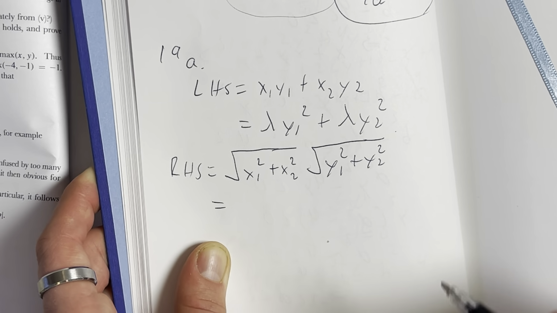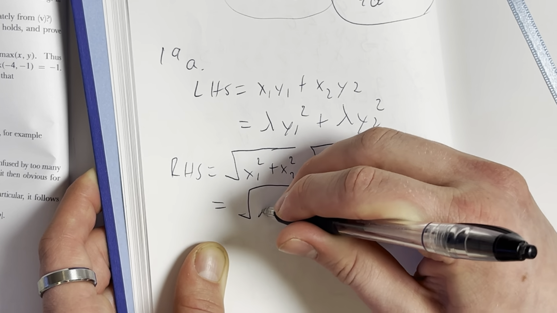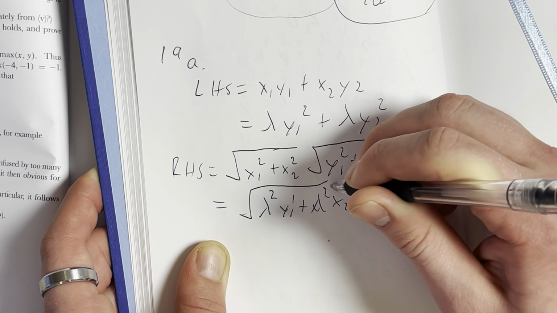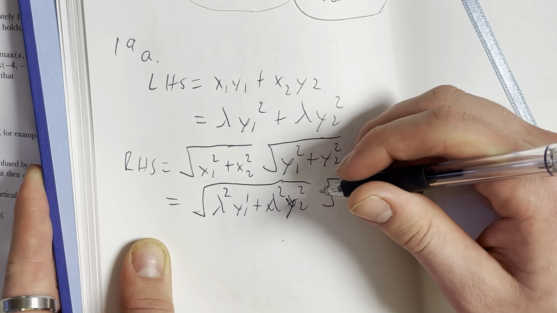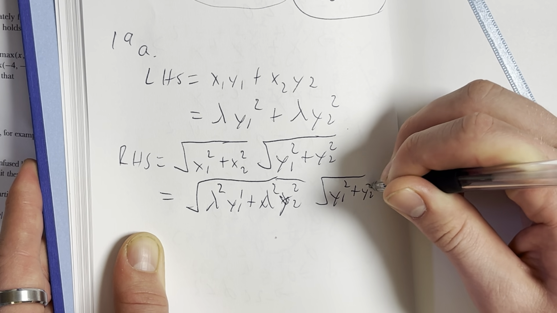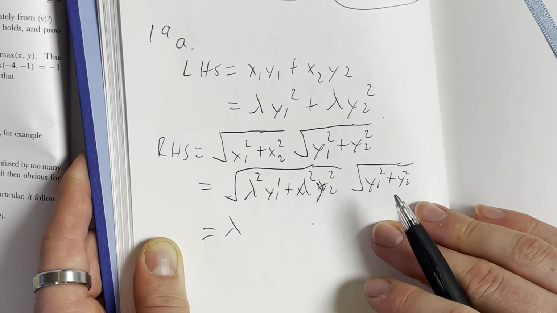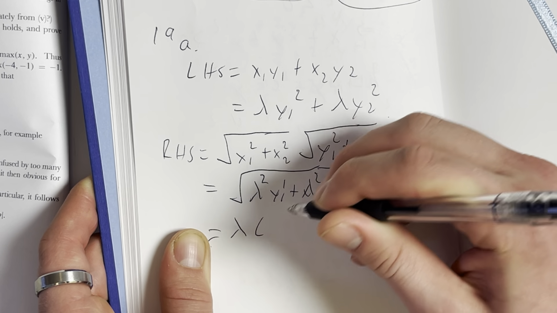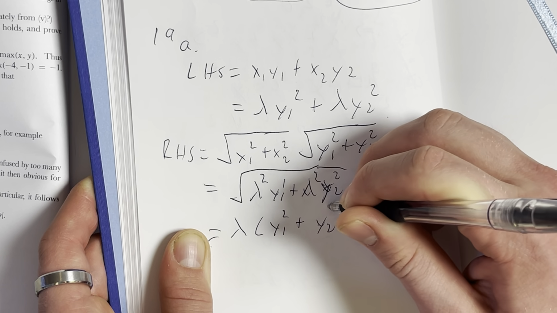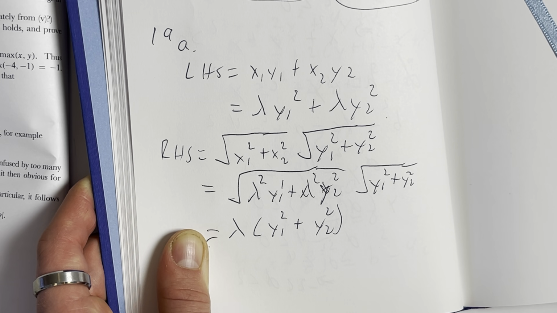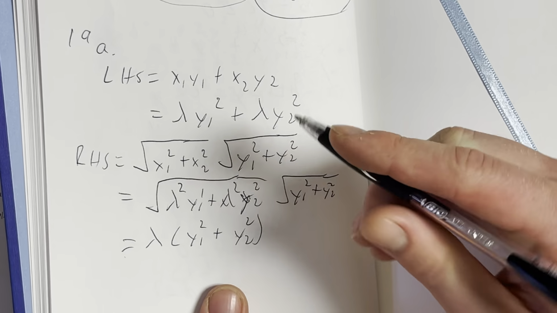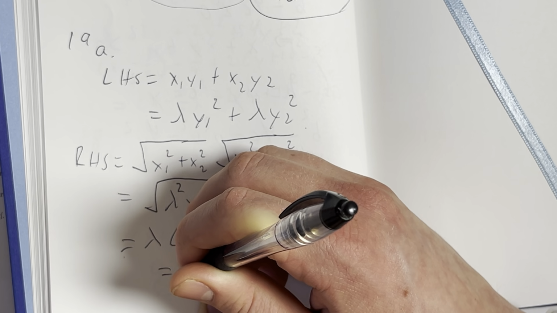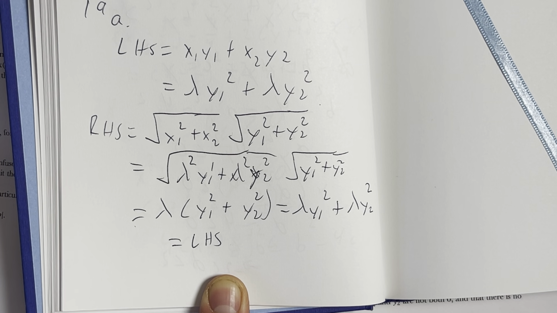Again using the lambda definitions, that is equal to square root of lambda squared y1 squared plus lambda squared y2 squared times square root of y1 squared plus y2 squared, which is equal to lambda times y1 squared plus y2 squared, because we just multiply two similar square roots together to get that thing inside it, which is equal to lambda y1 squared plus lambda y2 squared, which is equal to the left hand side. So the equality holds.